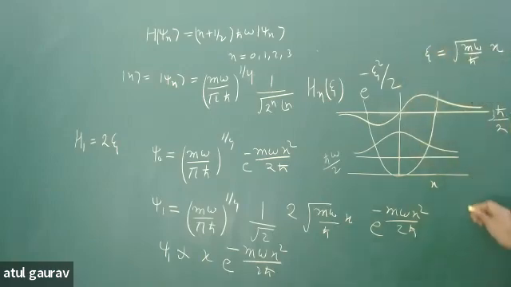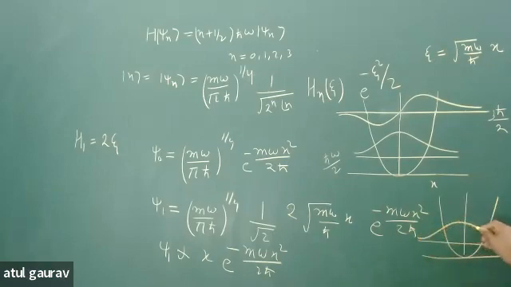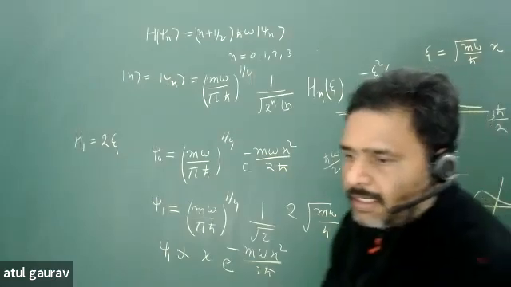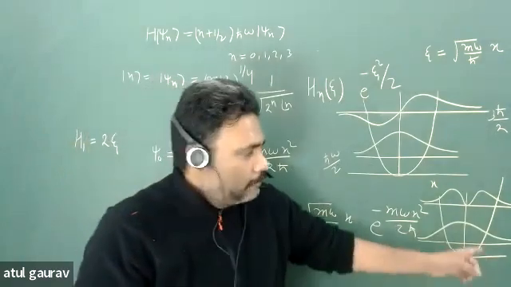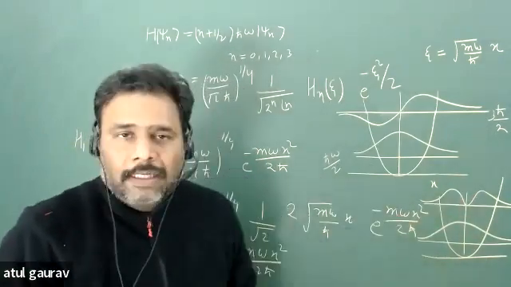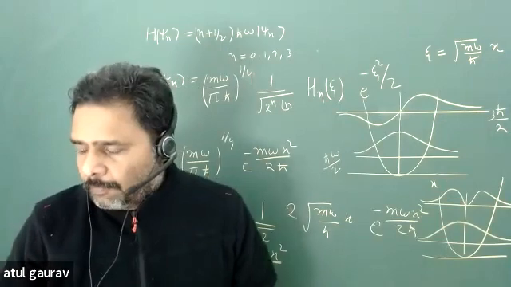Now, if you are going to plot the probability density, suppose this is your wave function. You can plot the probability density. This is your ground state probability density, and this will be your first excited state probability density. This is for n equal to 0 and n equal to 1. What you can see is the probability density is symmetric about x equal to 0, isn't it? Everybody is comfortable?